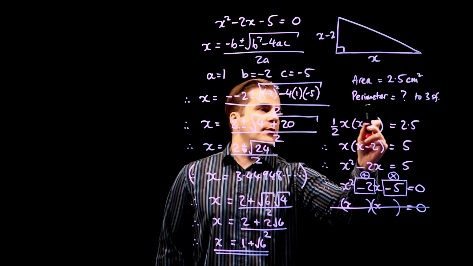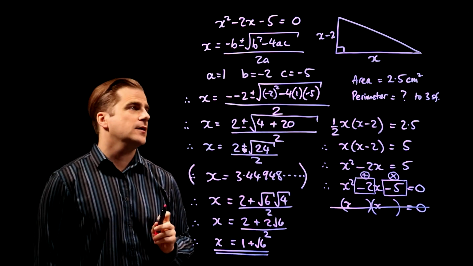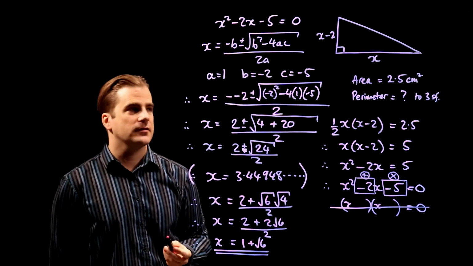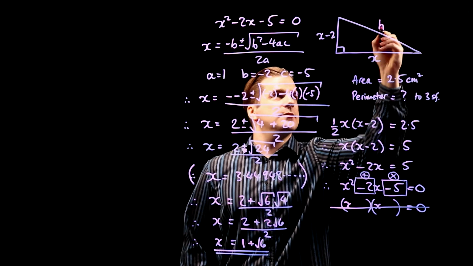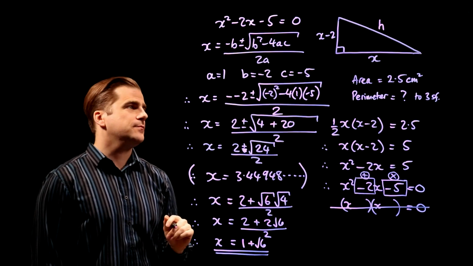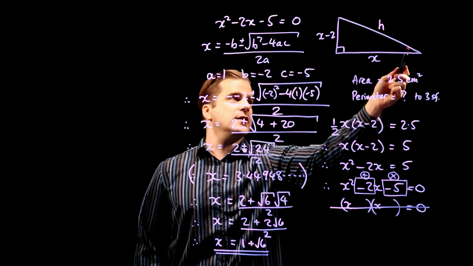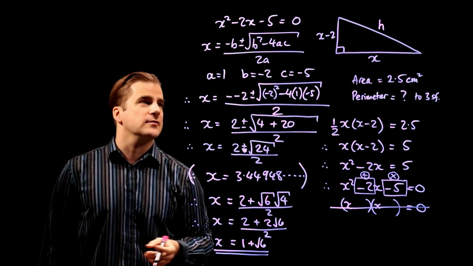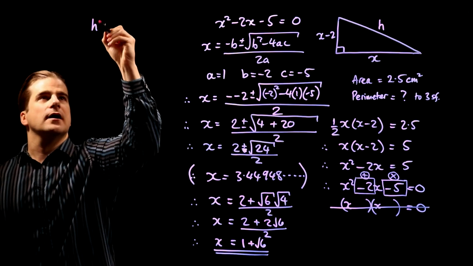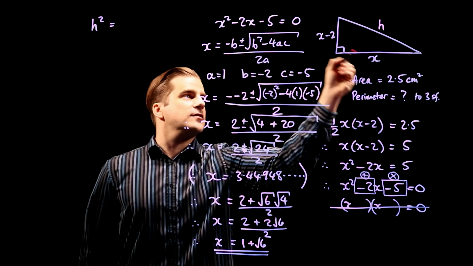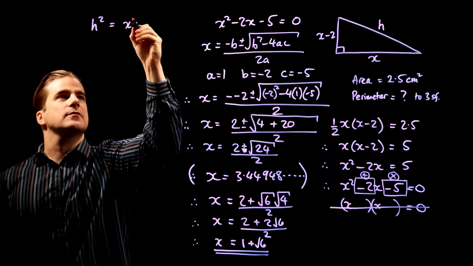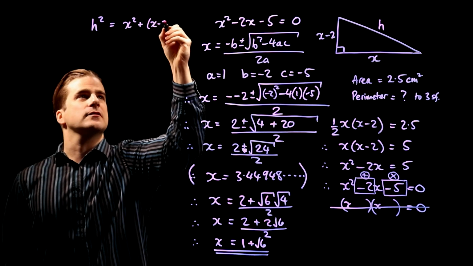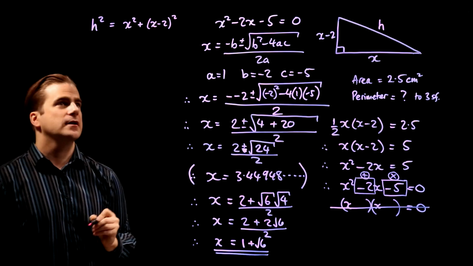Well, we want to find the perimeter, which means we need to know the distance from there to there, the hypotenuse. Let's call it h, we can call it whatever we want, but h seems sensible. How are we going to work out the hypotenuse in terms of x? Clearly, Pythagoras, it's a right angle triangle. So, h squared is that squared plus that squared, which is x squared plus (x minus 2) squared.